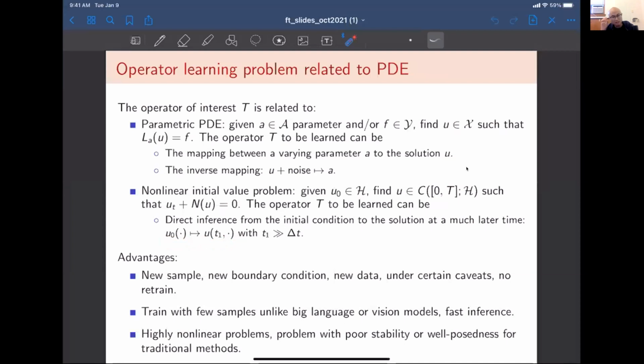There are many advantages, like I said here. There is no retraining. Once we learn the operator, if the data satisfy certain caveats, like the same distribution for the initial condition or the input, then we don't have to retrain. And even for some downstream tasks, like for a single PDE, we only need to fine-tune the model, just like BERT.